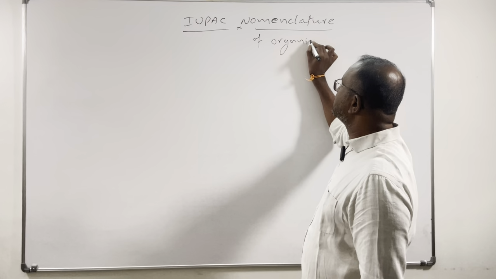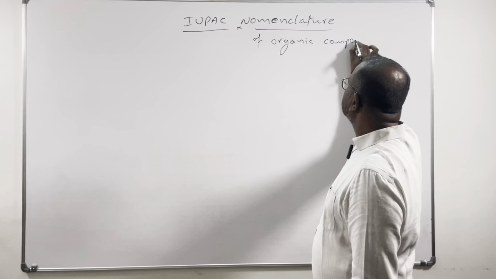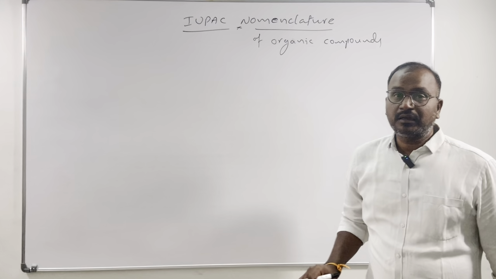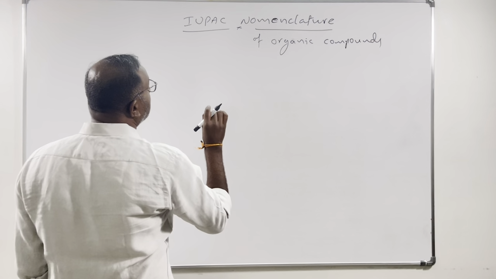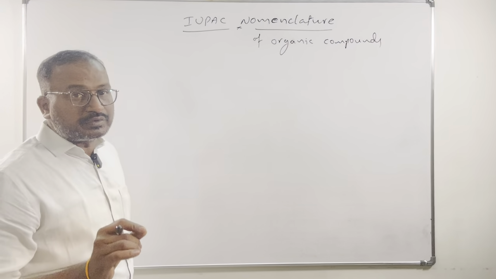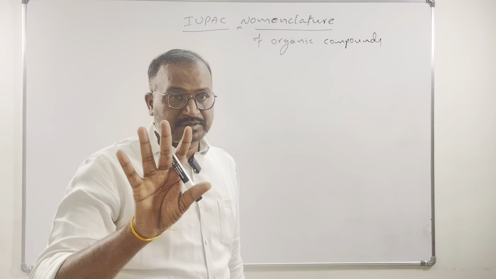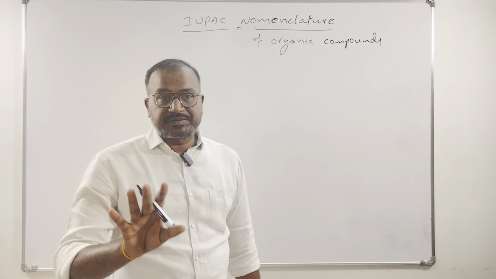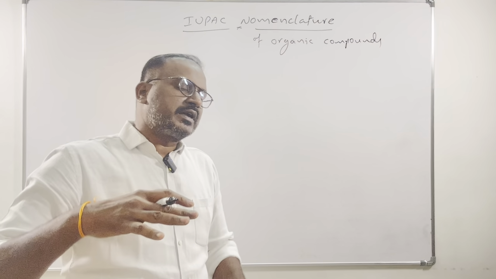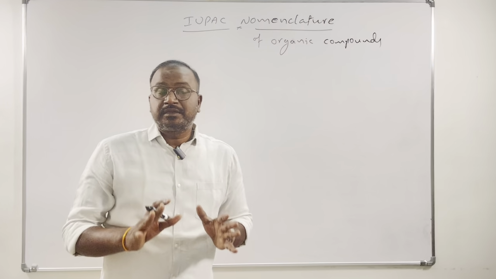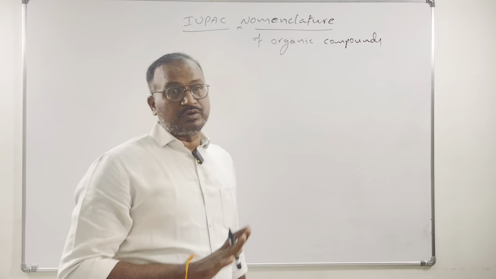IUPAC nomenclature of organic compounds. To write the IUPAC name for an organic compound, first we should know five concepts. Without knowing those five concepts, it is not possible to write the IUPAC name. You must know these five concepts.